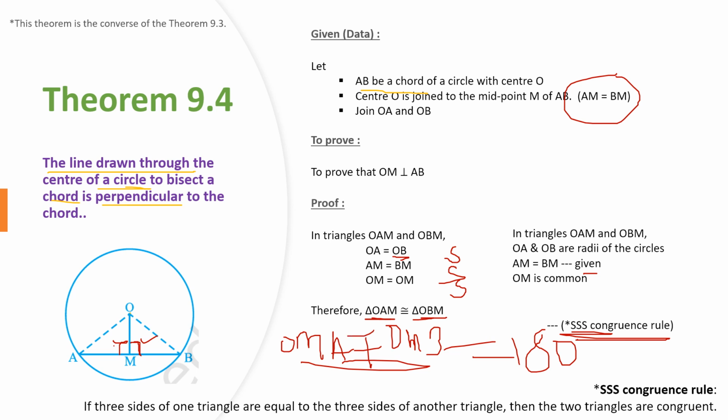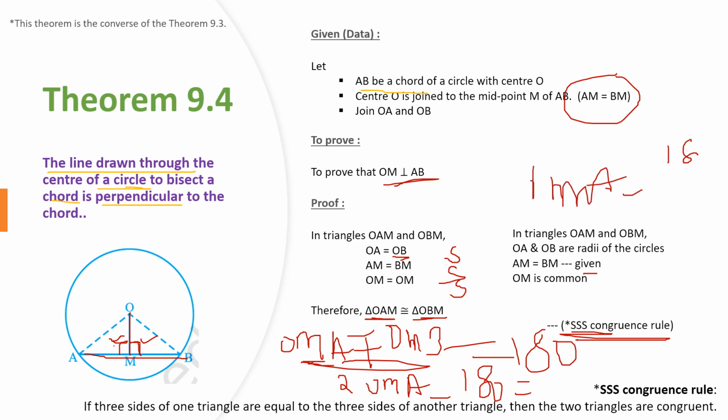Now because they are equal, let me take both as OMA. OMA plus OMA, 2 times OMA is equal to 180 degrees, right? Then OMA is equal to 180 divided by 2, which is 90. So 90 degrees means what? Perpendicular. It means what I proved now is OM is perpendicular to AB, because I was able to prove that angle OMA is equal to 90 degrees. This is how I proved that OM is perpendicular to AB.